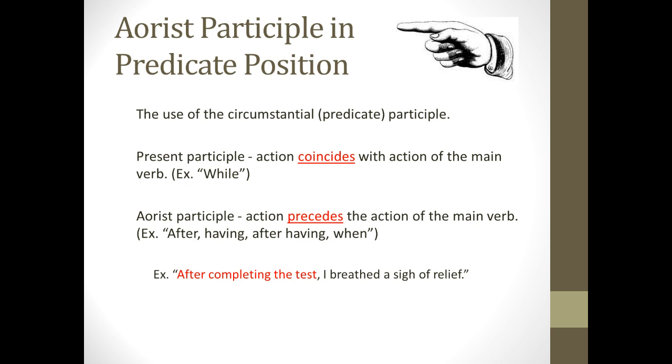Keep in mind, as we saw in the last lesson, that at times the participle can appear in the predicate position, which means that the participle appears without a definite article preceding it. When we looked at the present participle, we noticed that the action of the participle would coincide with the main action of the verb in the sentence. So in that case, when we had a participle in the present tense without a definite article in front of it, we would translate it with the word "while." When we're dealing with the aorist participle, the action of the participle precedes the action of the main verb in the sentence. And so we want to add something like "having" or "after having," or even "when."